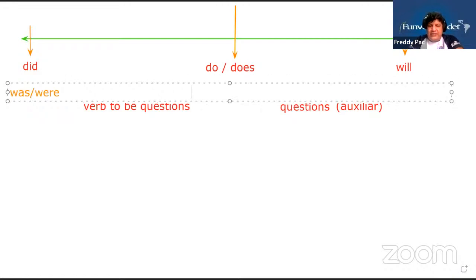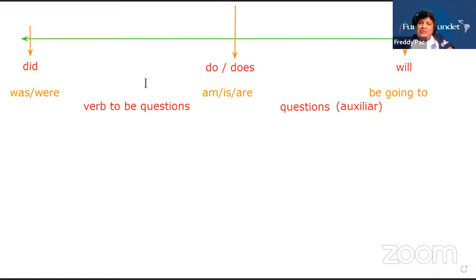What is the verb to be in present? Is, are. Okay, is, and also are. We are missing one. Exactly, am. So we have three verbs to be: am, is, and are. And for the future, there is no verb to be in future. In this case, sometimes we use probably going to. We are going to use be going to. Yes.